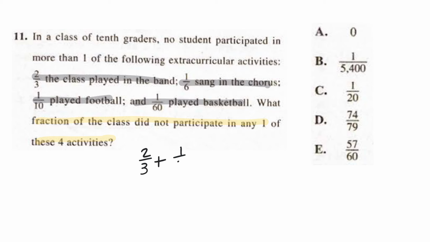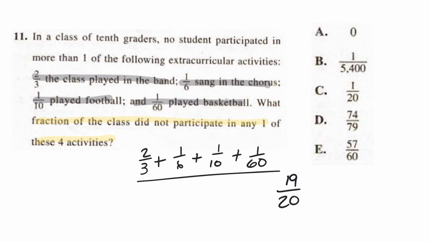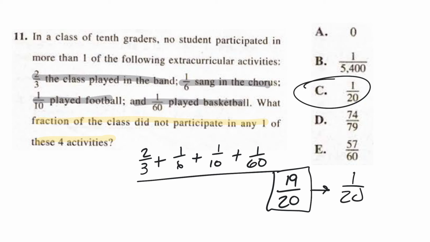We add these up, and what I get is 19/20ths. But what I found was the students that participated in something. So the students that did not participate in anything would be the remaining 1 out of the 20. So this would be our answer, C.